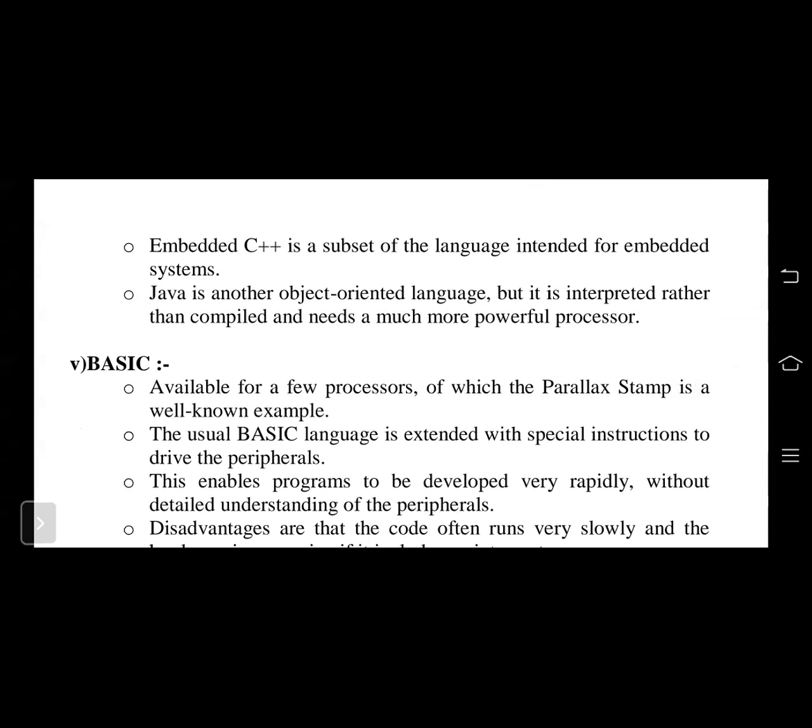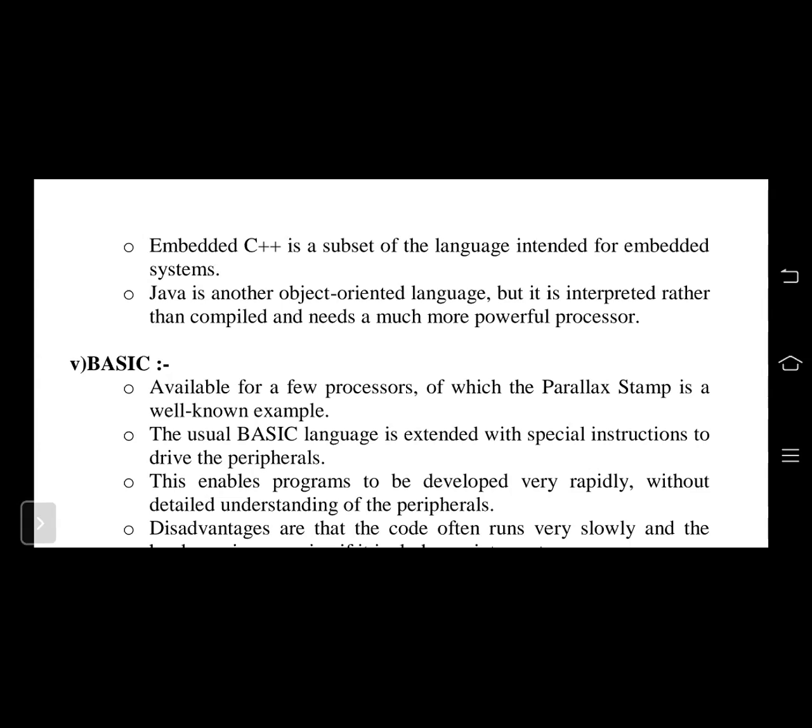Like your for loop, your void main, all these things will remain the same. Syntactically it will remain the same, but we have got some additional features, or you can say additional functions, for handling the microcontroller. Otherwise, syntactically your embedded C is the same as your C. So how are you writing a loop?